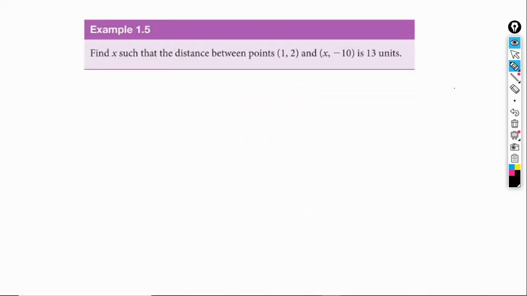Okay, so now we are on example 1.5, and it says find x such that the distance between points 1, comma 2 and x, comma negative 10 is 13 units. So for this problem, we definitely need to use the distance formula. So we know that if the distance is 13, then 13 has to equal the square root of x minus 1 squared plus negative 10 minus 2 squared.